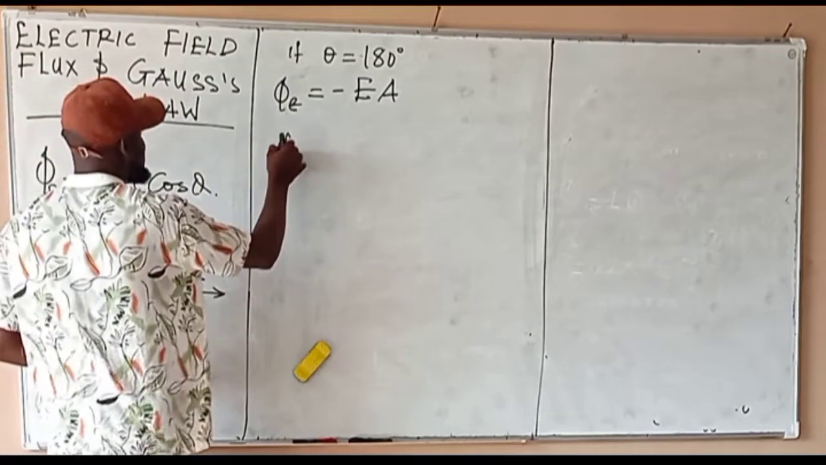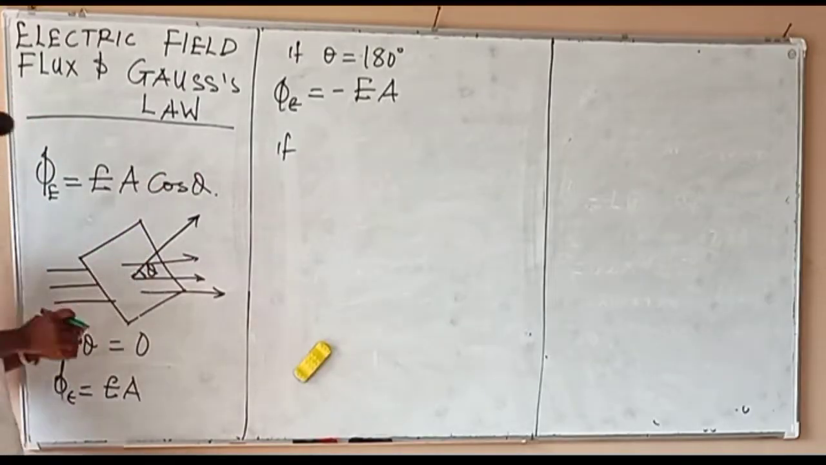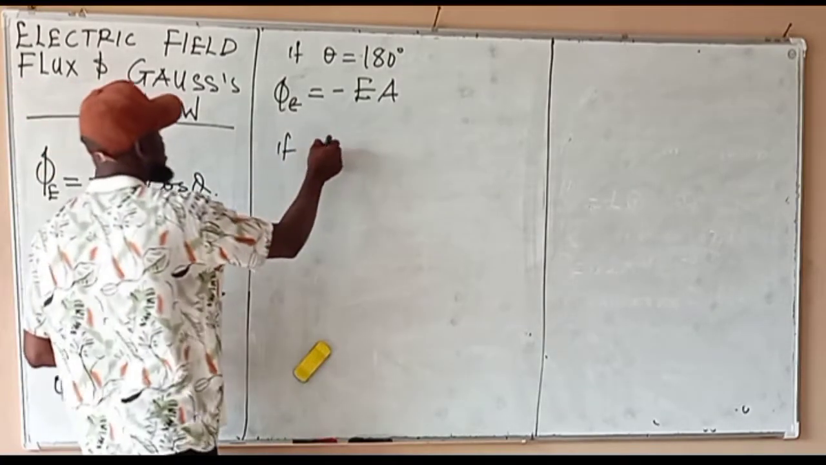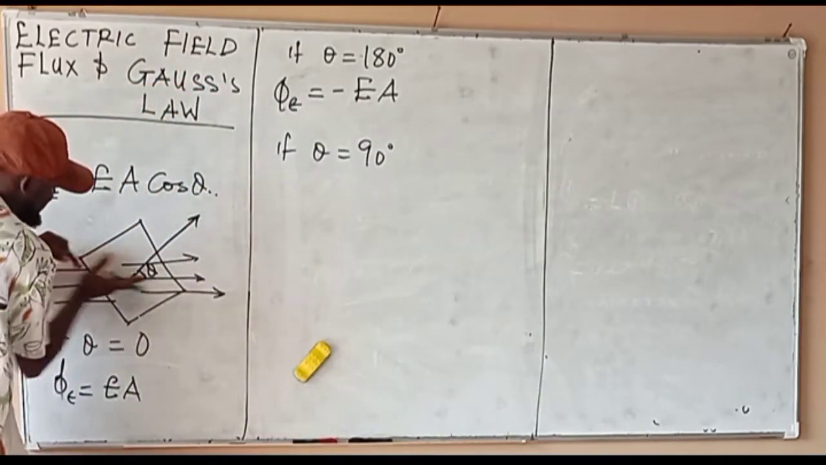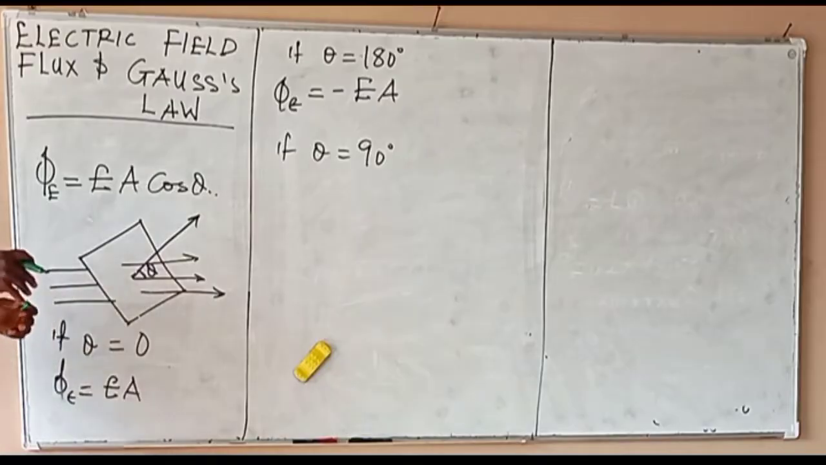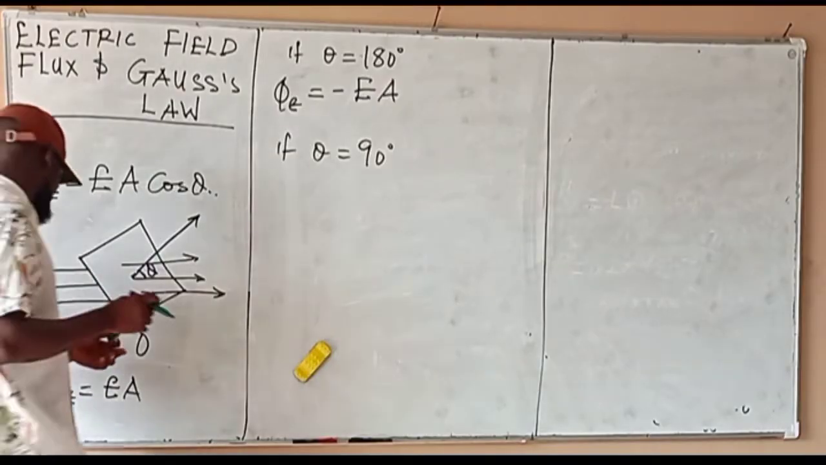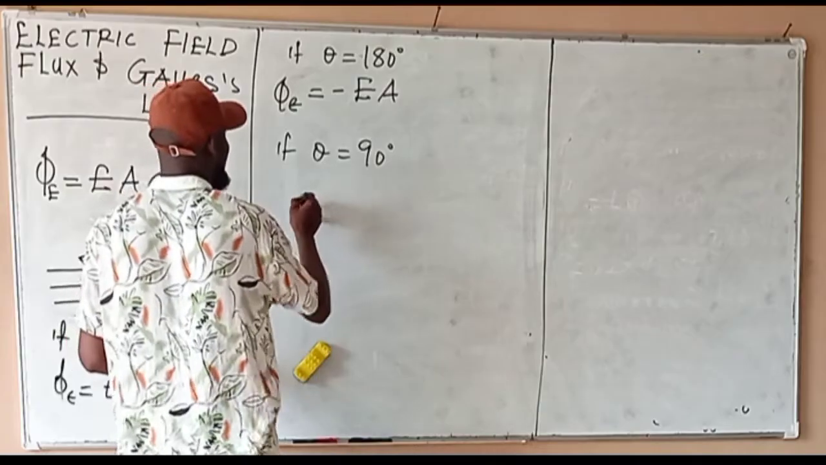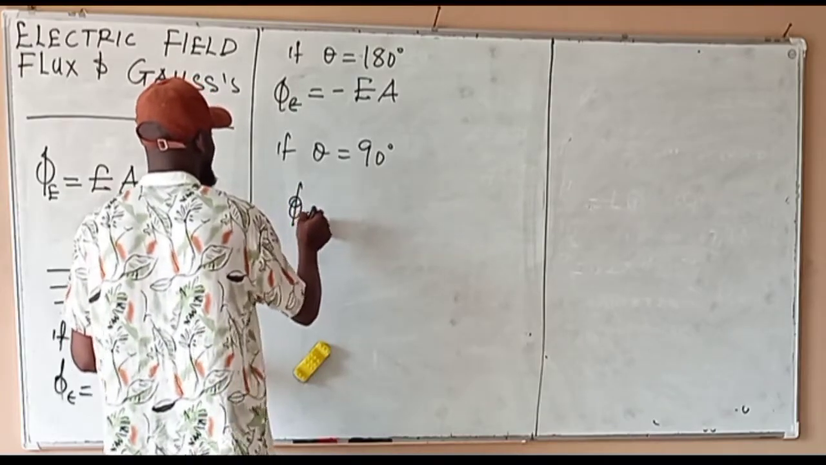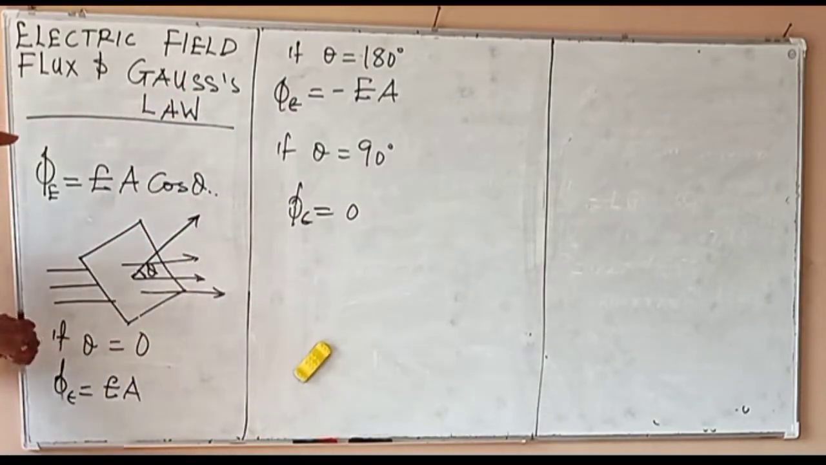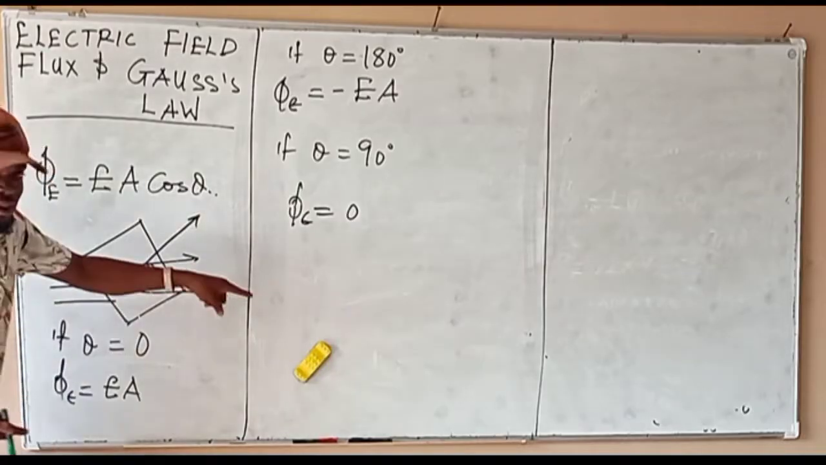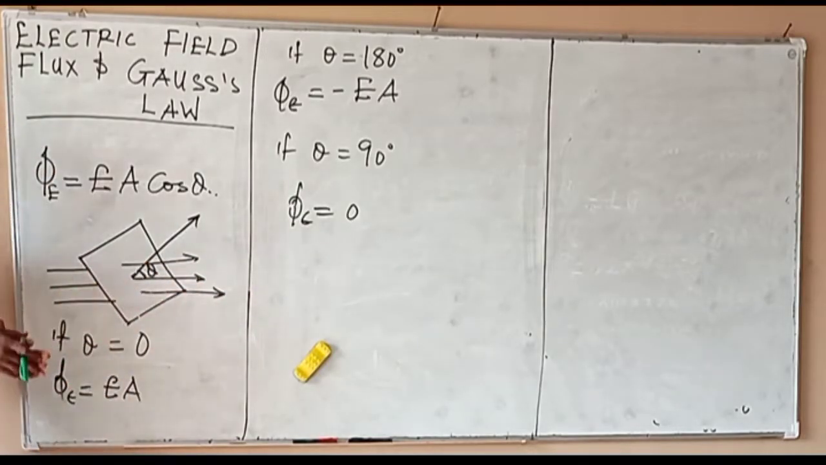Now let's look at the case in which the field lines and the surface's perpendicular line are perpendicular to each other. If our theta is equal to 90 degrees, the angle between the perpendicular line to the surface and the field line, they are making an angle of 90 to each other. Then our flux will be equal to 0, because cos 90 gives us 0. So if the perpendicular line to this surface is perpendicular to the field, then theta will be 90, and the flux will be 0.